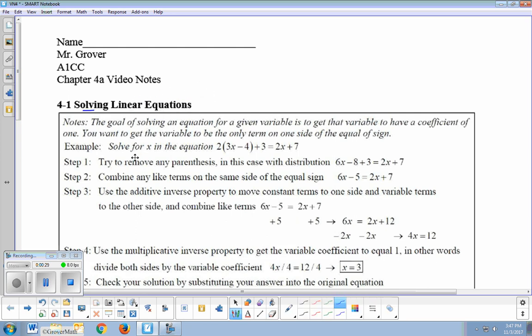And I'm sure no matter what level of math you're at when you're watching this video, you have experience solving equations, so this one is going to be pretty basic. How do we solve an equation? What are we doing when we solve an equation? Well, the goal of solving an equation is to get the variable alone and to have a coefficient of 1.